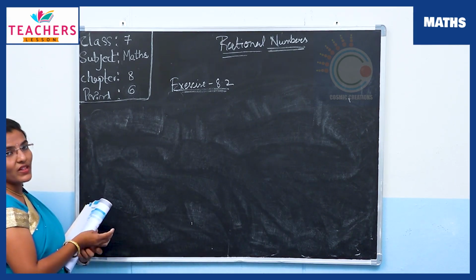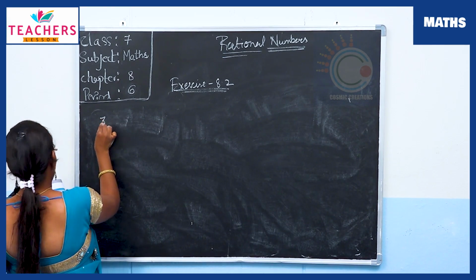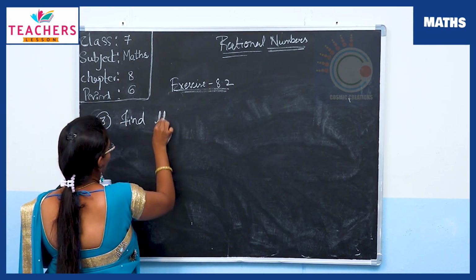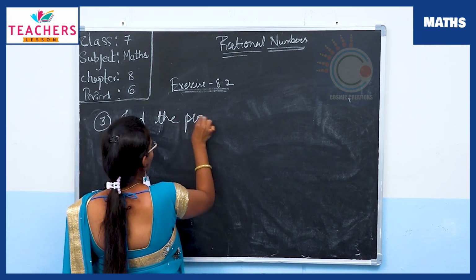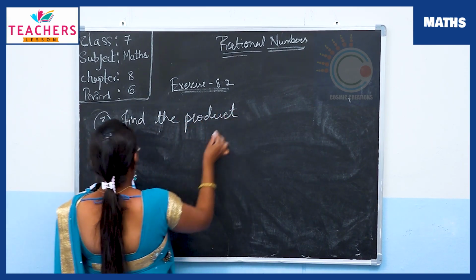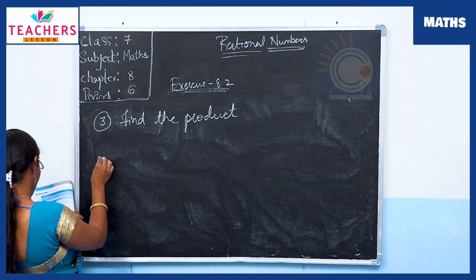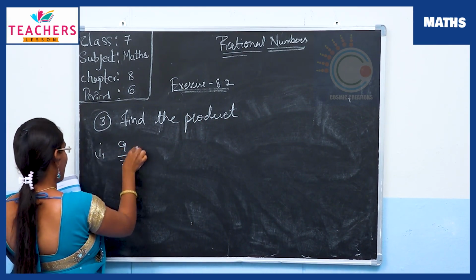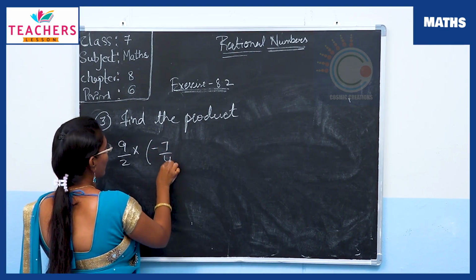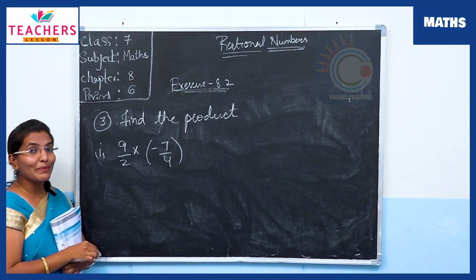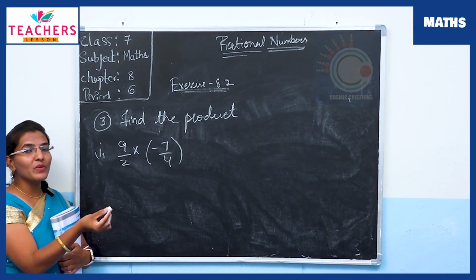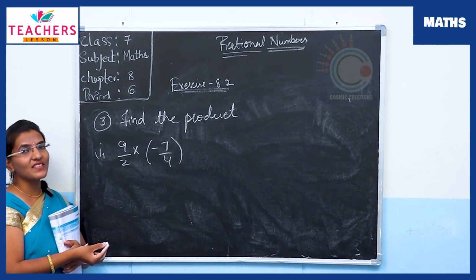Yes, let's solve the third question. What is the third question, students? Find the product. Find the product for the given rational numbers. The first one they have given is 9 by 2 into minus 7 by 4. So how do you perform the multiplication operation for rational numbers? It is simply by multiplying the numerators and multiplying the denominators, isn't it?